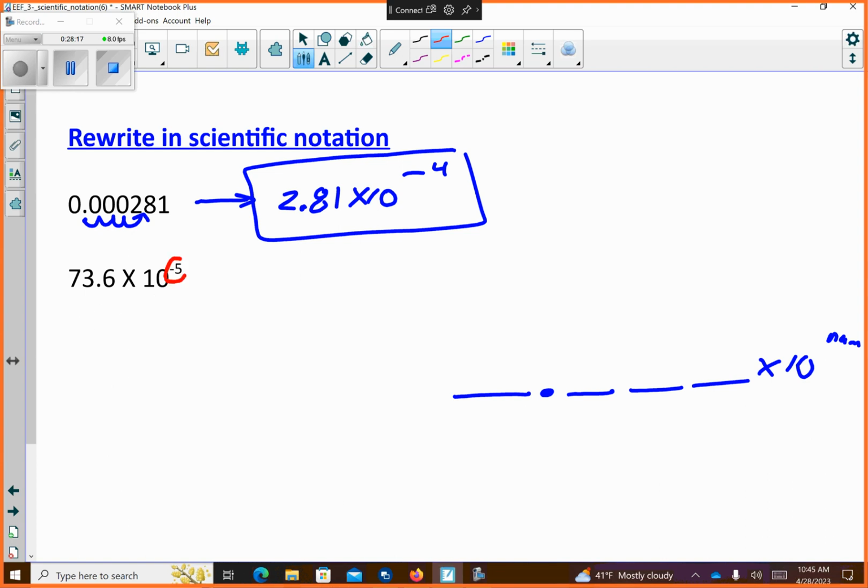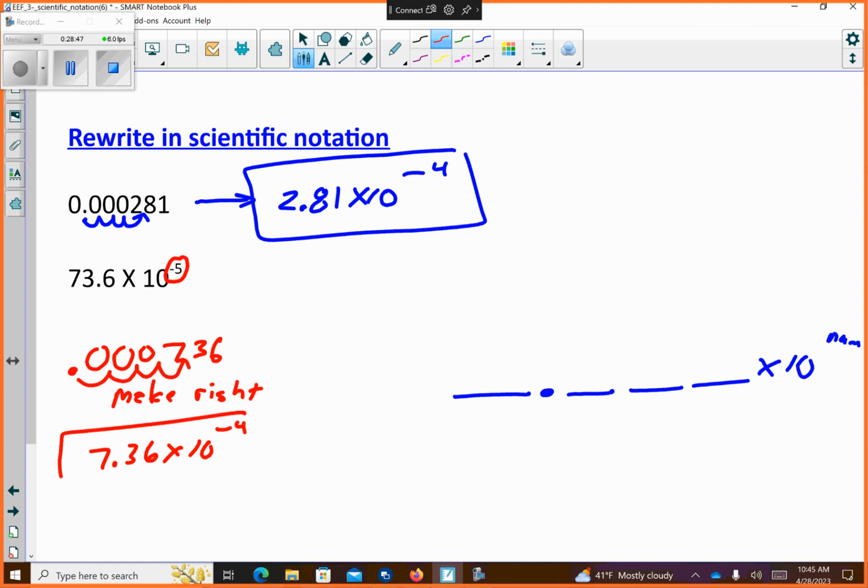So this means the decimal is going to move 5 places to the right. So I got 1, 2, 3, 4. Let's see if I did this right. 1, 2, 3. Yep. So that's my number. So if I wanted to correct it, so make it right now, I'm going to have 7.36 times 10. So I'm going to count 1, 2, 3, 4. And there's our answer.